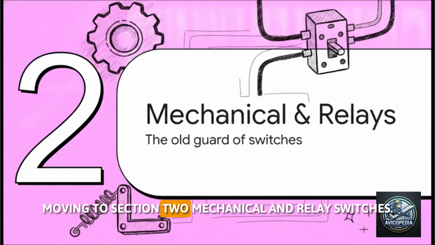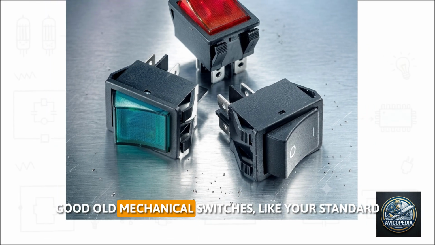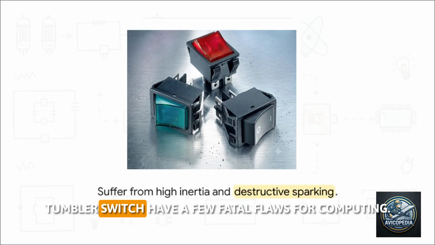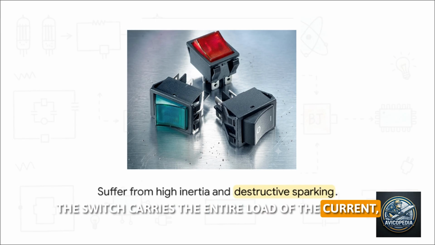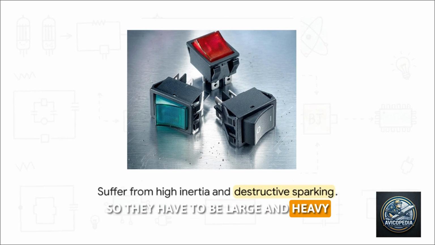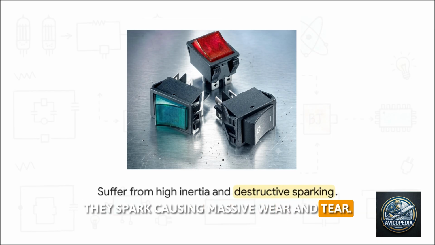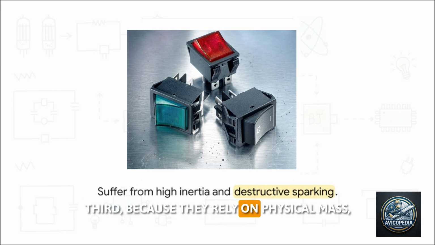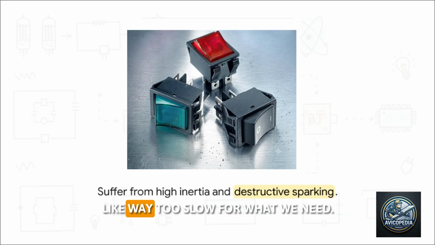Moving to Section 2, mechanical and relay switches. Let's look at how we used to do things. Good old mechanical switches, like your standard tumbler switch, have a few fatal flaws for computing. First, in the closed position, the switch carries the entire load of the current, so they have to be large and heavy just to avoid overheating. Second, as we mentioned, when you break the circuit, they spark, causing massive wear and tear. And third, because they rely on physical mass, their inertia makes them incredibly slow, like way too slow for what we need.